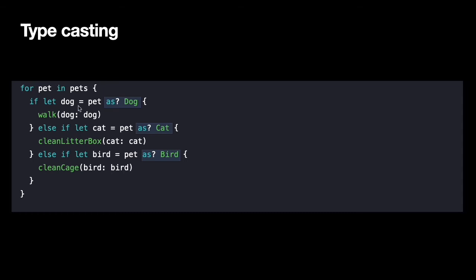We have to typecast the animal as a dog before the dog method is available to us, and the compiler will let us execute the walk method on the dog.